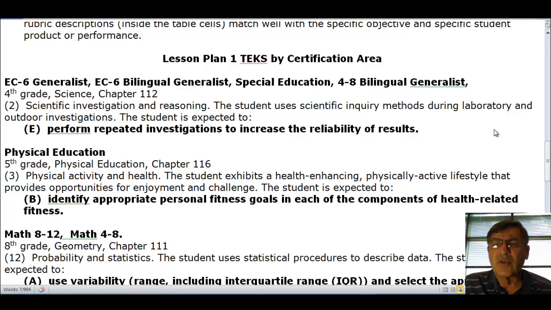One is the ruler drop, and you can go to YouTube and do a search for ruler drop, and you will see many examples of testing reaction time. And then you will find some that are comparing boys and girls.